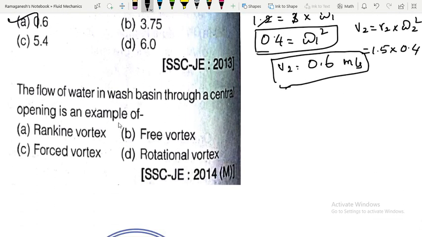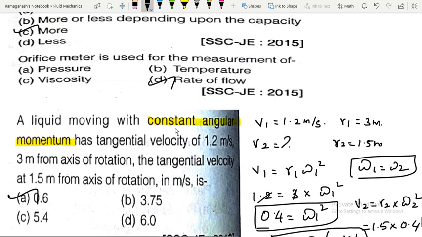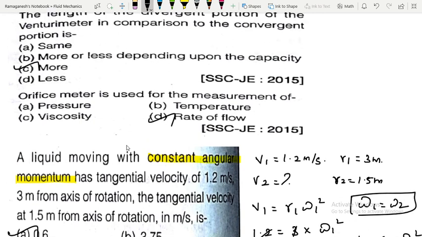Next, the flow of water in a wash basin through a central opening is an example of a free vortex. We would have already written this. So it is a free vortex, the flow in a wash basin. These are the questions asked in SSC JE related to fluid dynamics, and likewise the questions asked in flow measurement.